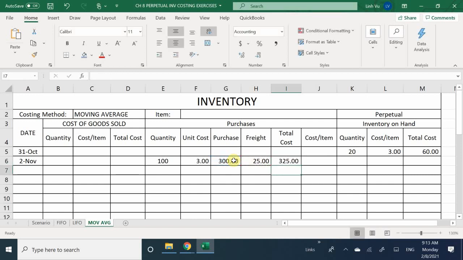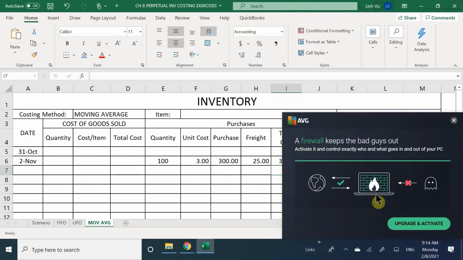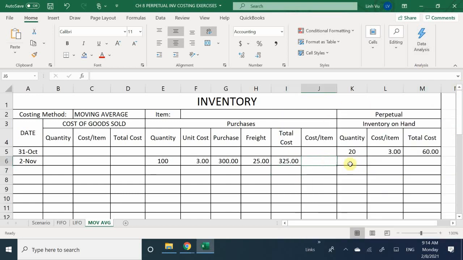Now the question is, do you need to solve for your cost per item? For the first one, it's okay, but we already have beginning inventory. So in this case, this wouldn't apply unless this is the first purchase that you've actually made. Okay, so in this case, this is how I do it.